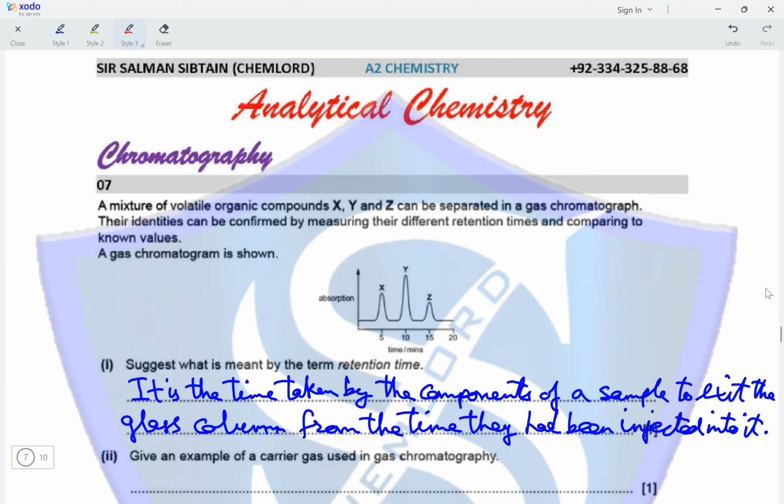Next, give an example of a carrier gas used in gas chromatography, it has to be an inert gas. So examples of inert gases are nitrogen, or you can name any noble gas. So noble gas may include helium, neon, argon, etc.